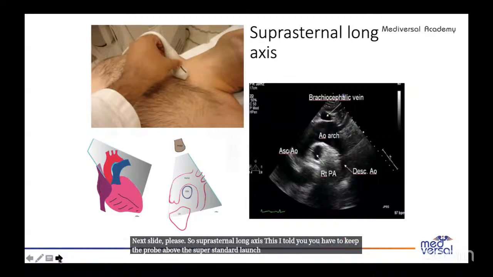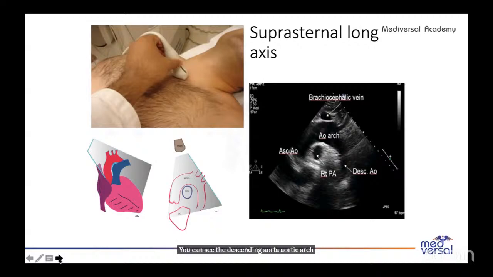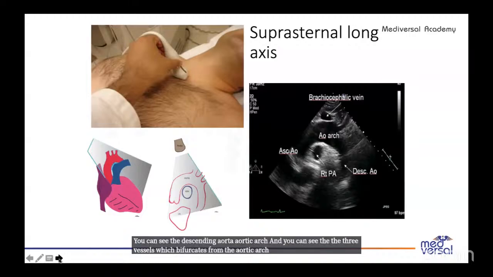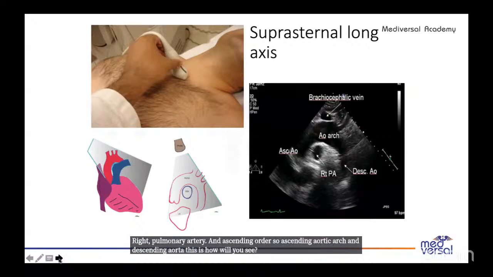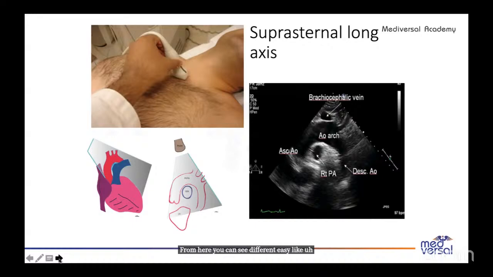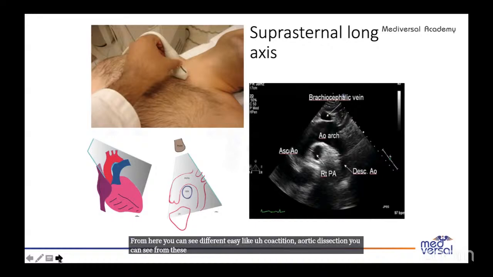Now, suprasternal long axis. This I told you, you have to keep the probe above the suprasternal notch. Now you can see the pointer is towards the left clavicle of the patient or the left shoulder. Here you can see the arch of aorta. You can see the descending aorta, aortic arch, and you can see the three vessels which bifurcate from the aortic arch, brachiocephalic vein, right pulmonary artery, and ascending aorta. So ascending aorta, aortic arch and descending aorta. This is how you will see. From here you can see different diseases like coarctation, aortic dissection. You can see them from this type of view also. Next slide, please.